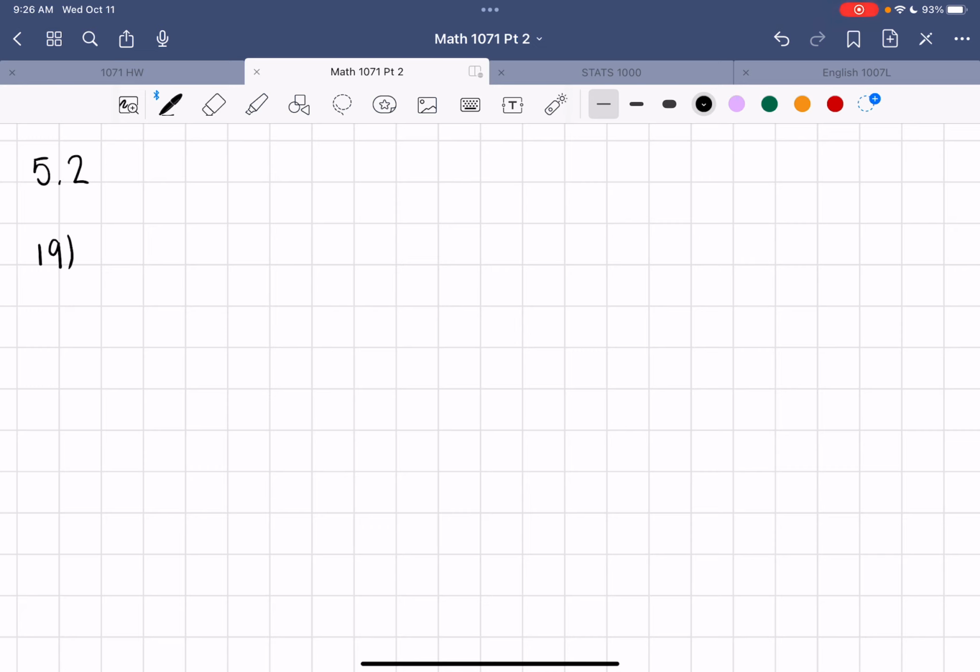So in number 19, we're starting with a picture. And I think this is what they're drawing. 1, 2, 3, 4. So I think they mean to say that there is a vertical asymptote at 2. So I think they mean to be saying this, and then they mean to be saying this.